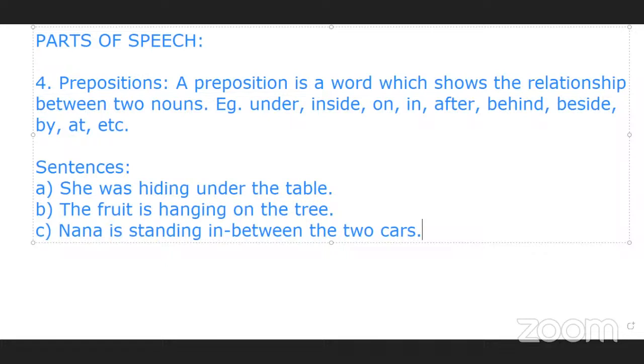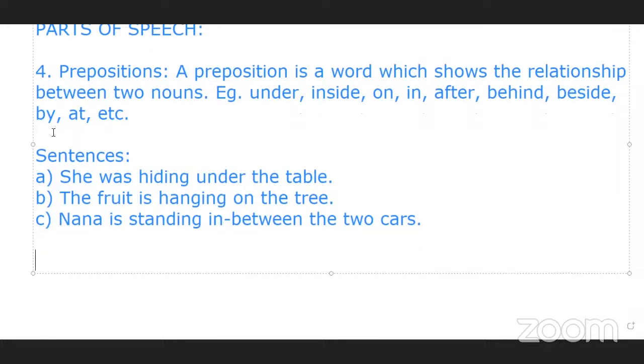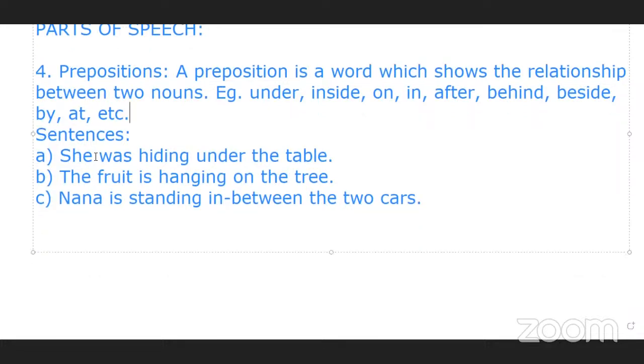So this is preposition. Okay. So later we will come back to each of these parts of speech and take them one by one and go into details. So now let's go to conjunction. So number 5, conjunction. Any idea?